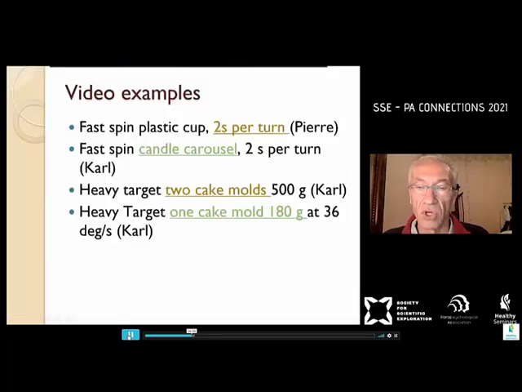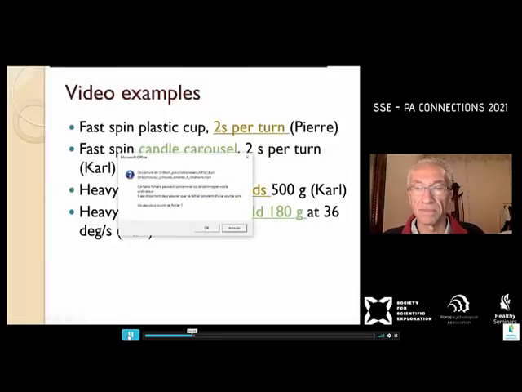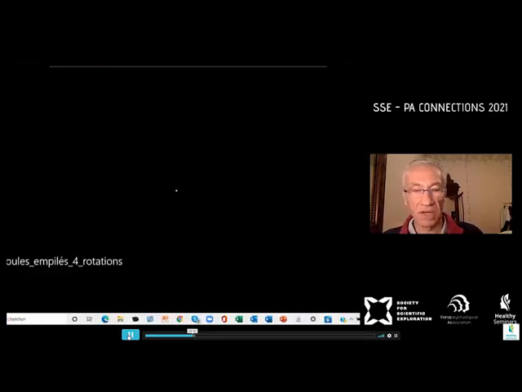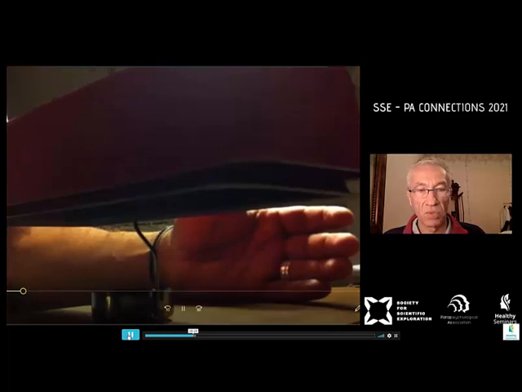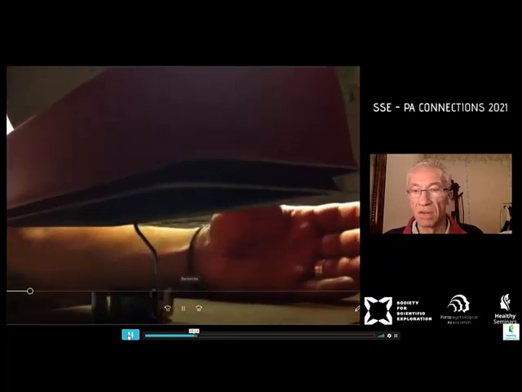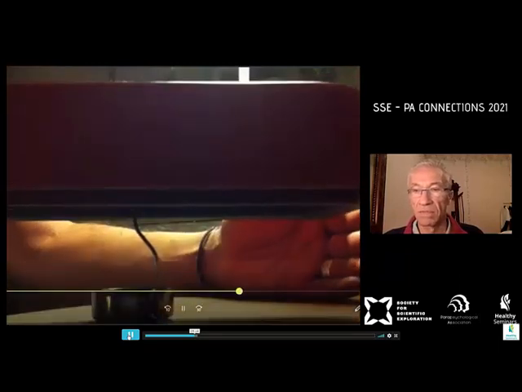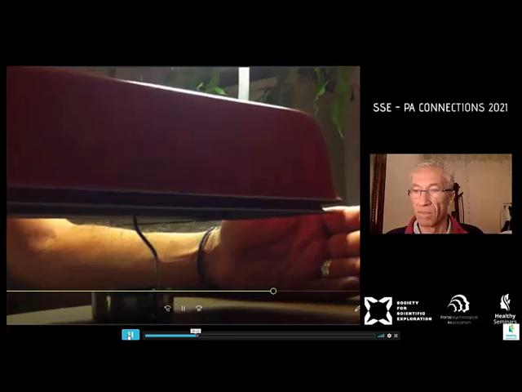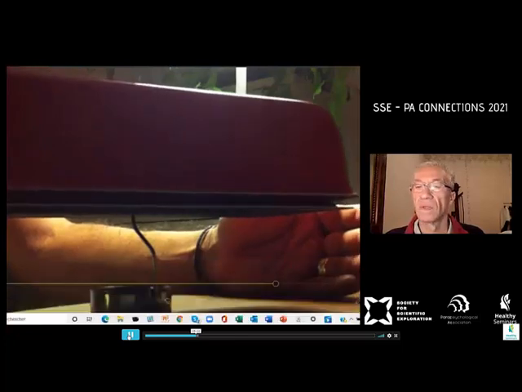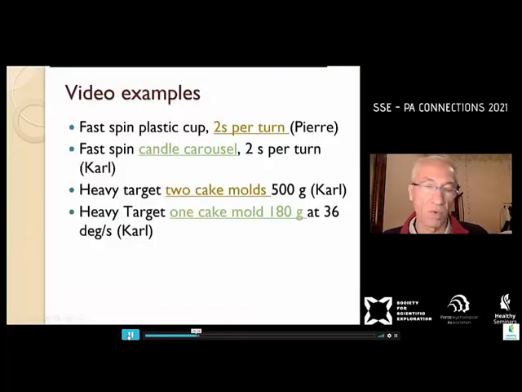So I will show you another example. This time it's a heavy target. It's 500 grams. So the movement is slower because of the big moment of inertia. And then it gets a bit quicker. So these are two examples where the practitioner is making his own video.